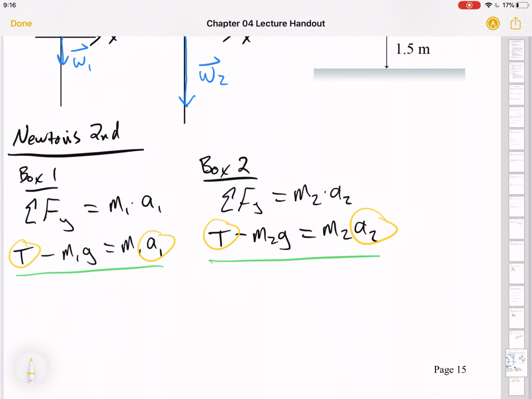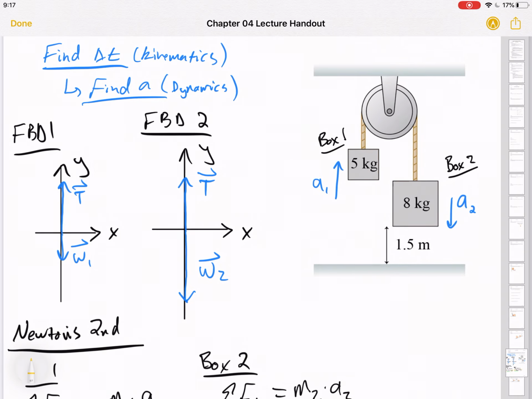And you might look at this and say, well, didn't you just say when one box goes up, the other box goes down? Yes, I did. And look, I fully expect, again, if the string is not stretching, that when this 8 kilogram block goes down 1.5 meters in some amount of time, the 5 kilogram block is going to go up 1.5 meters in the same amount of time. So the magnitudes of those accelerations will be the same. But do you see that the directions are different? Right? And so that means that their signs may be different.